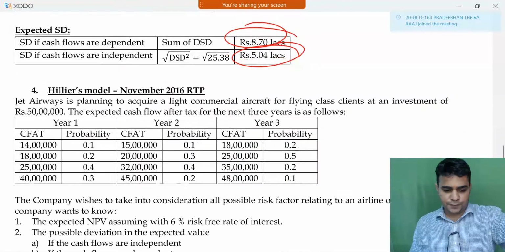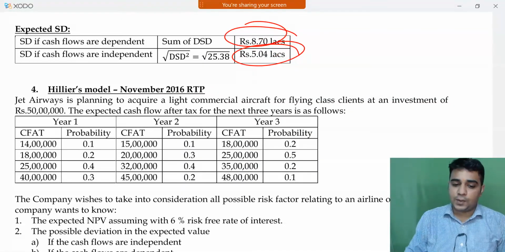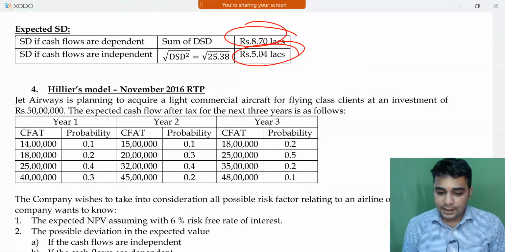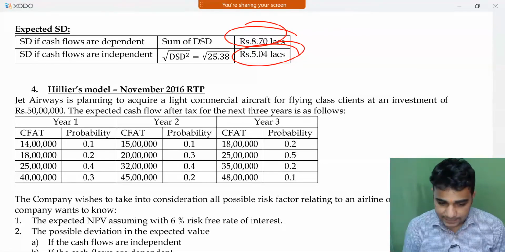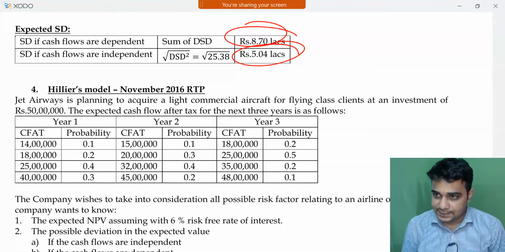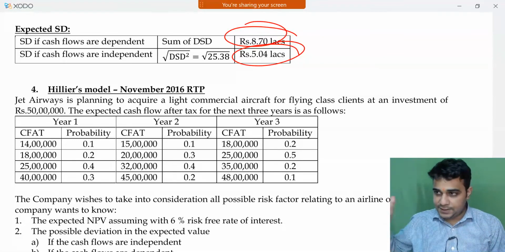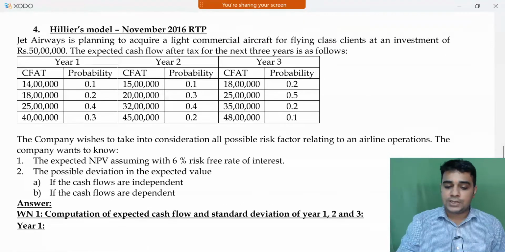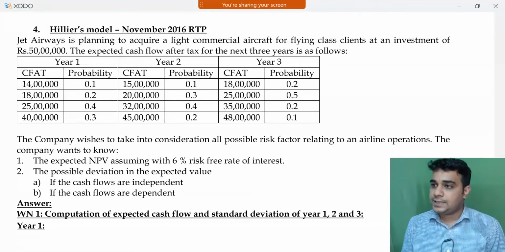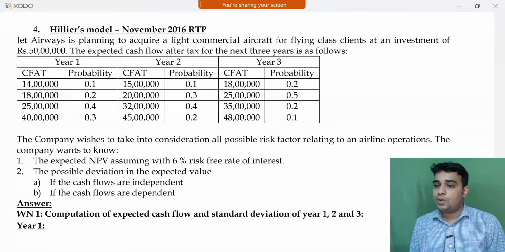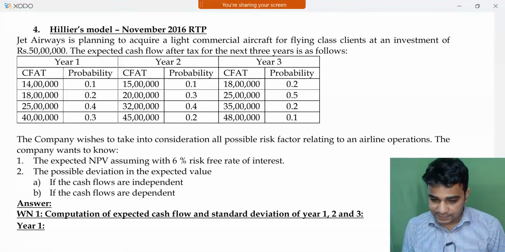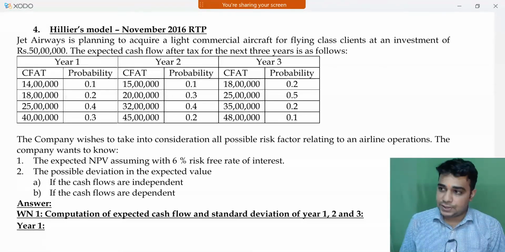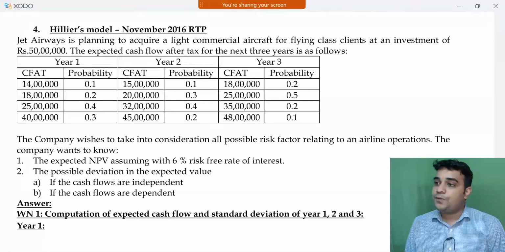Let's look at question 4. Jet Airways is planning to acquire a light commercial aircraft for flying class clients at an investment of 50 lakh. The expected CFAT for the next 3 years is year 1 CFAT and probability, year 2 CFAT and probability, year 3 CFAT and probability. Company wishes to take into consideration all possible risk factors relating to an airline operation. Company wants to know expected NPV with a 6% discount rate. Possible deviation is standard deviation if cash flows are independent and if cash flows are dependent.